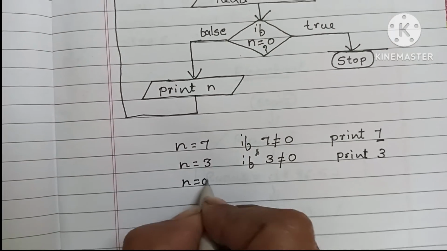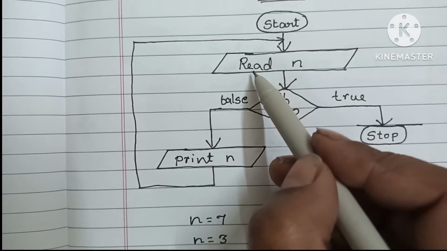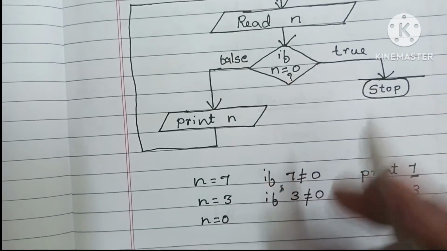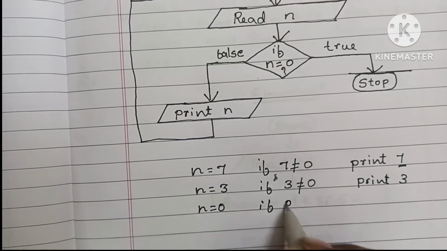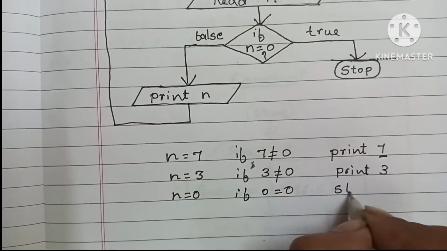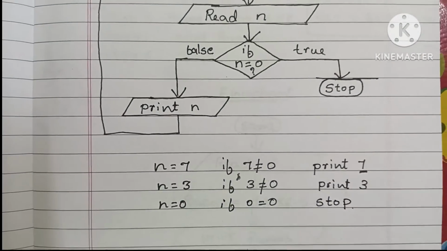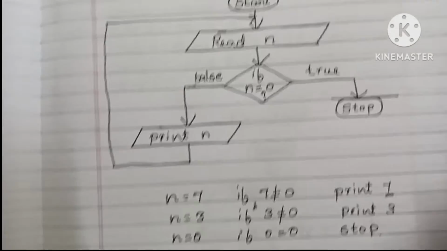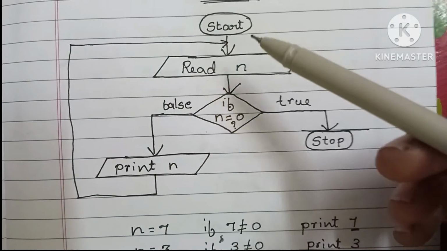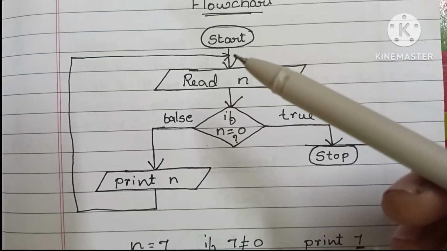If the n value is equal to 0, here read n. It will check if 0 is equal to 0. This is true, right? So it will stop the flowchart. Got it? So guys, this is the flowchart that continuously prints user input numbers until a 0 is entered.